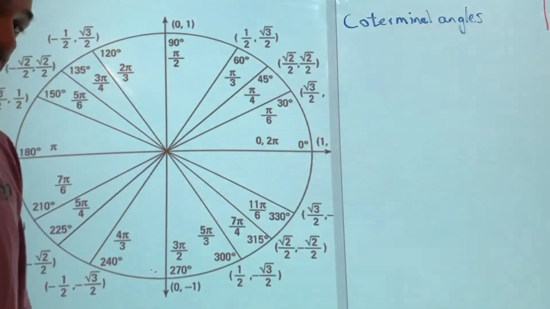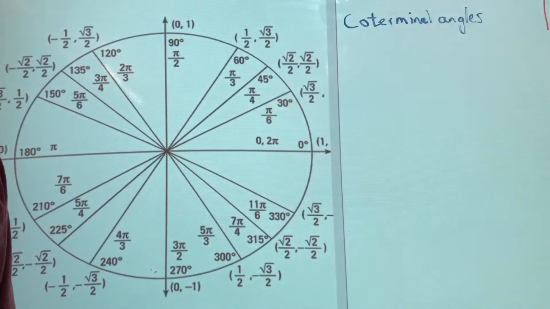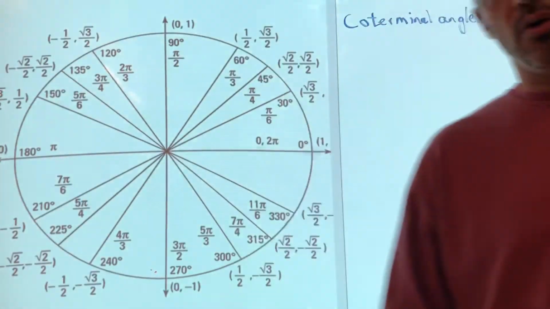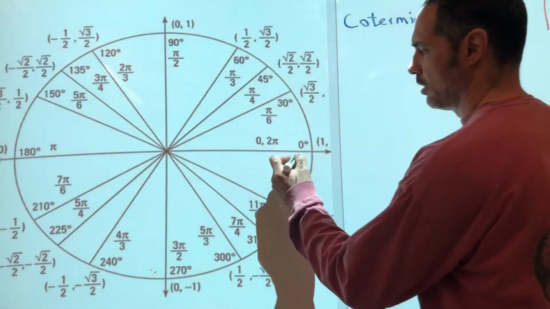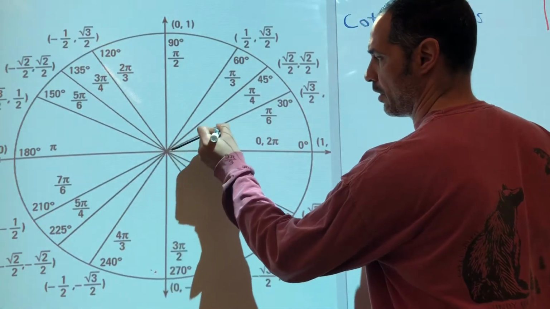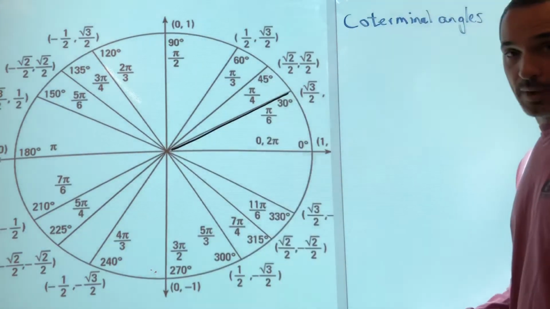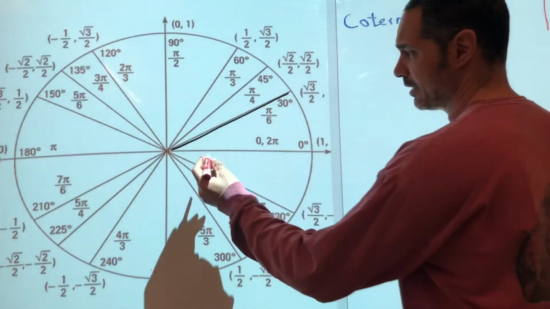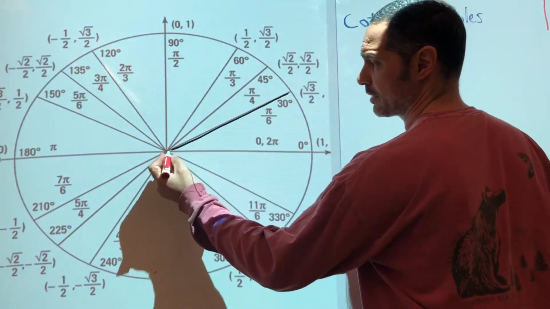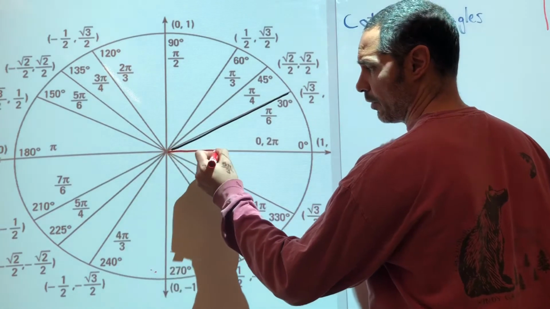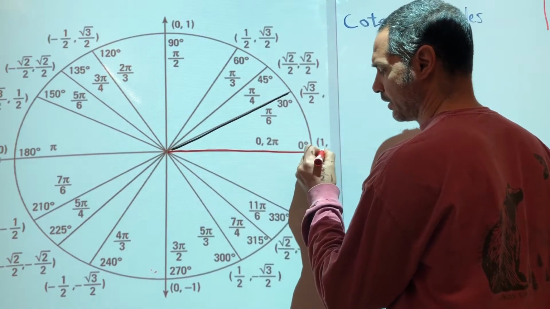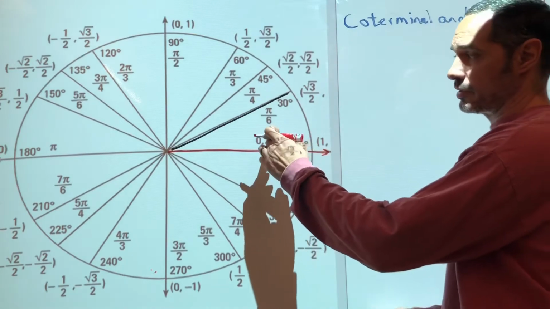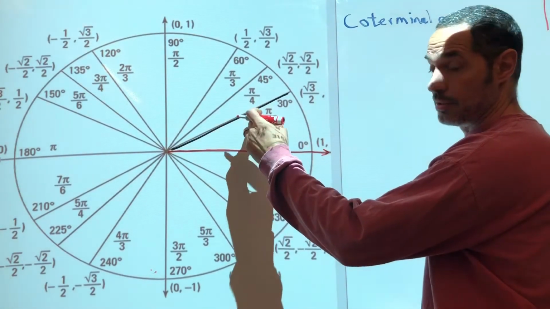Okay, so today we're going to talk about coterminal angles. Coterminal angles are an idea that there's more than one angle when I am talking about this line right here. This is the terminal side of the angle. We always start on the positive x-axis. So if we start on the positive x-axis, this is 30 degrees in the positive direction.